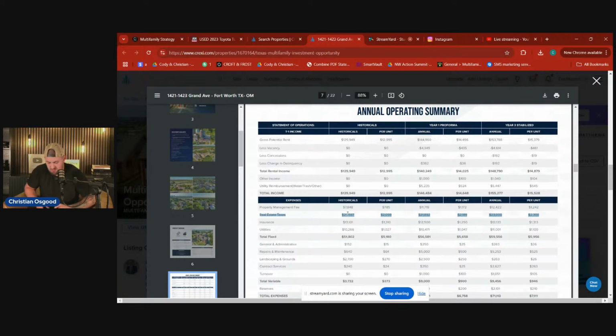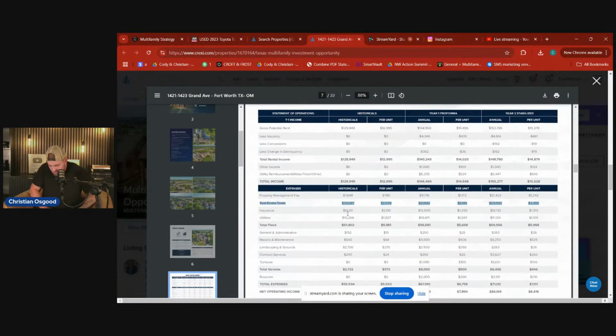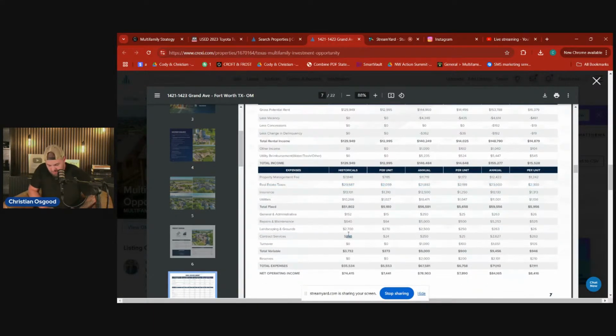Insurance, I do expect to be about twice that. I'm going to say insurance, we're going to write insurance at 20 when we do our math here. Other than that, these seem like very realistic numbers. Groundskeeping doesn't cost a whole lot. It doesn't look like they did a lot, so that's realistic. They're saying no turnover cost. Unlikely.